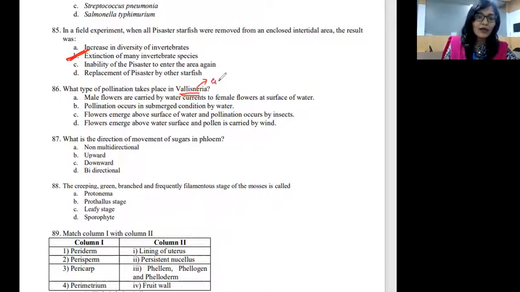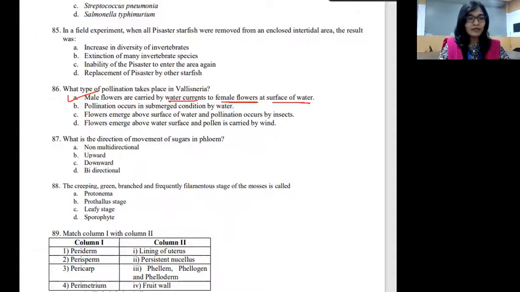Vallisneria is an aquatic plant. In aquatic plants, pollination has to take place, which means the sperm has to fuse with the female reproductive part. So in Vallisneria, inside this plant the ovum is going to be present. So the male gamete comes out of another plant and fuses with this one. So male flowers are carried by water current to the female flowers where it is present. Okay, yes. The next one.